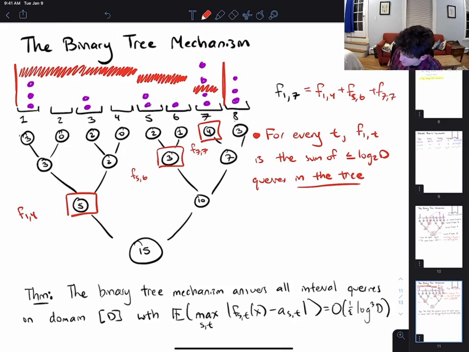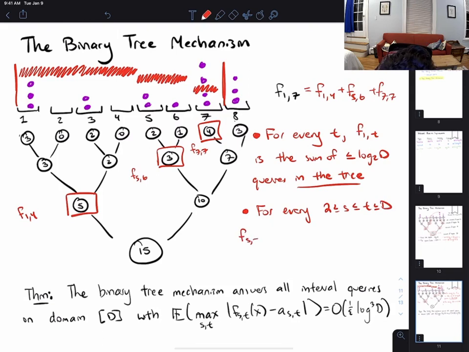All right, and that's the last piece we were missing. We said that we can answer every node in the tree. We get an answer with error log squared d. Then we sum up the answers over all the log d nodes in the tree. We get log cubed d. And the last small piece that was missing is that for every pair s, t where s is not 1, we have f_st equals f1t minus f1(s minus 1).